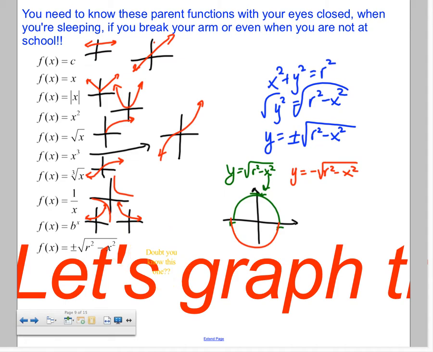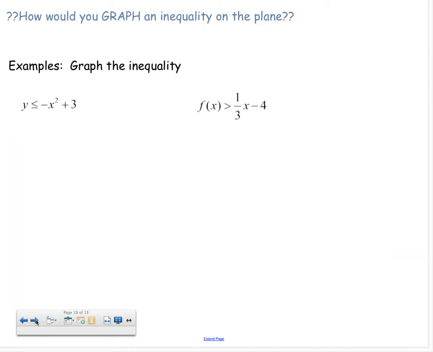All right, you need to know all those parent functions. I believe that most of them are listed at some page in your book, and I can't remember that page right now. But they're in chapter 1.